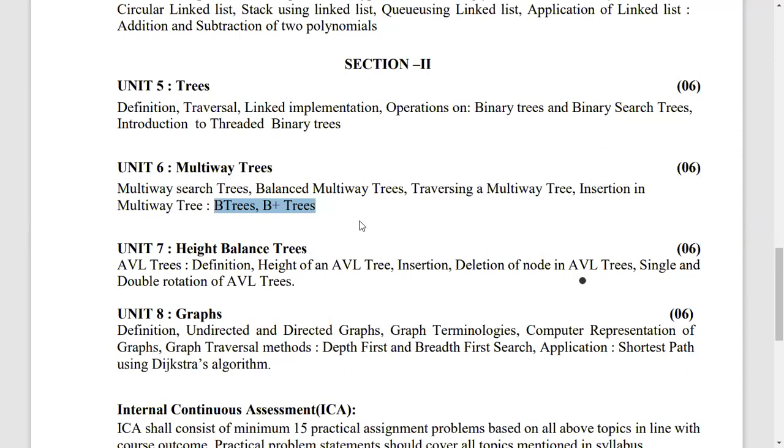First we'll study the theoretical part, and after that we'll implement it by using our basic programming language that you studied, that is C. By using the C programming language, we'll implement all these data structures. After that, height balanced tree, AVL tree. So AVL tree we will discuss here.